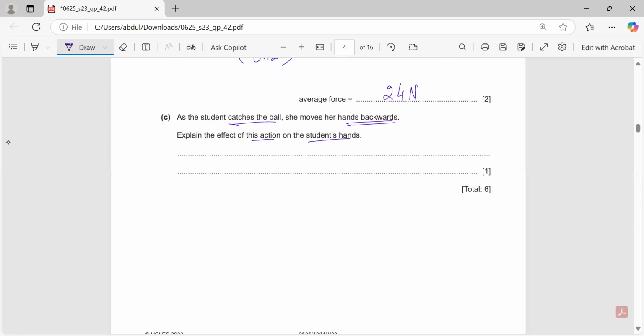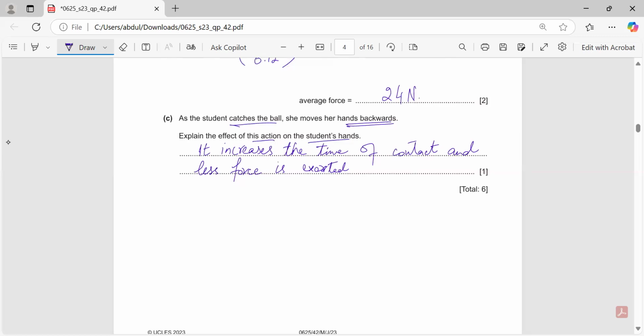Now it is only 1 mark, so not that much detail. You will write here: it increases the time of contact and less force is exerted. That's enough. So in this way we can answer this question.